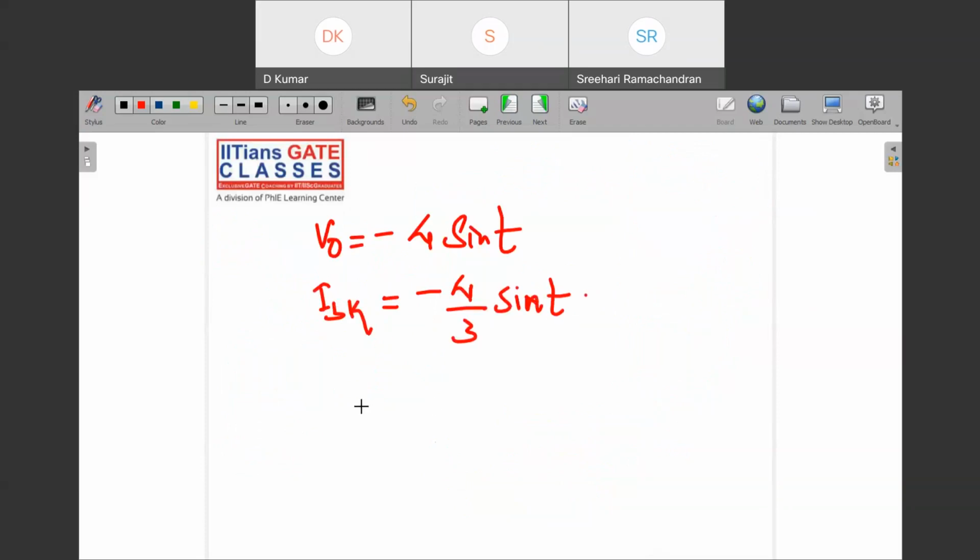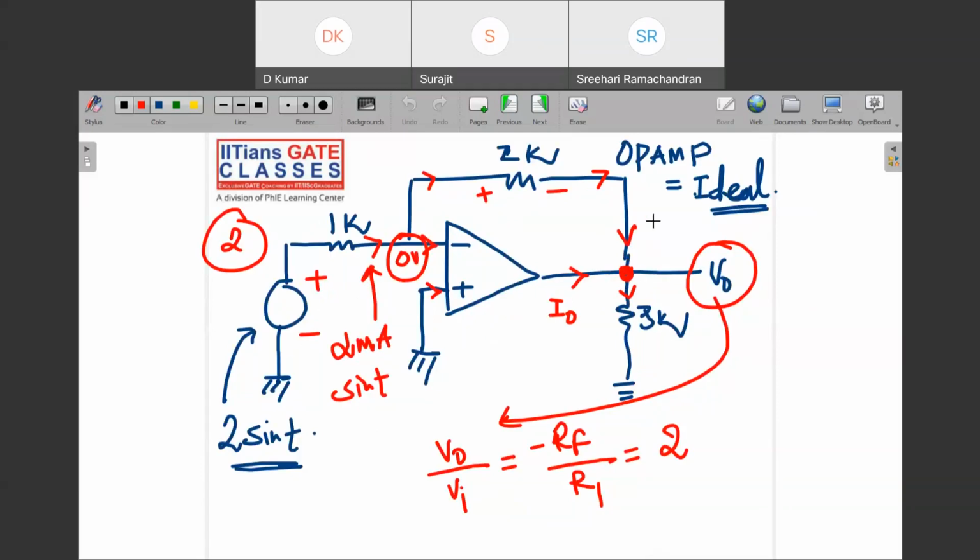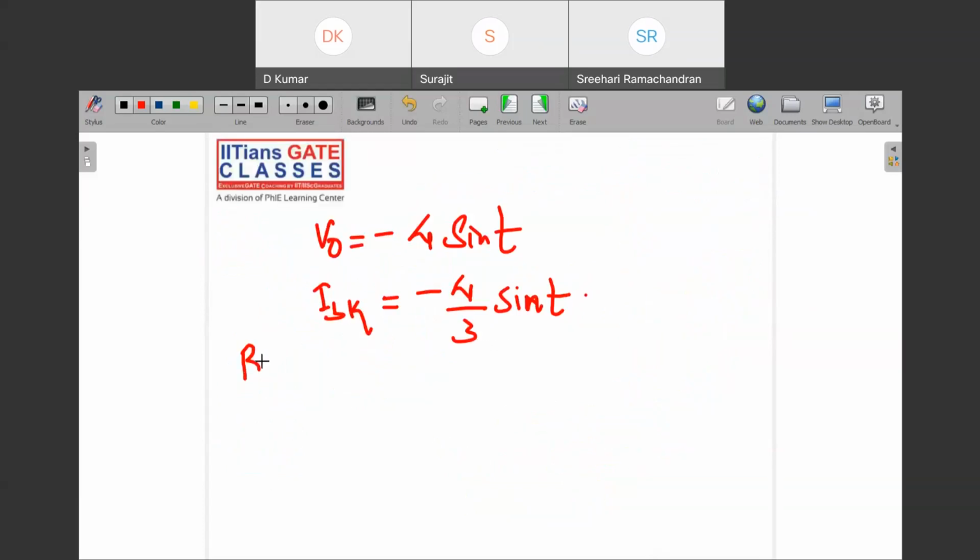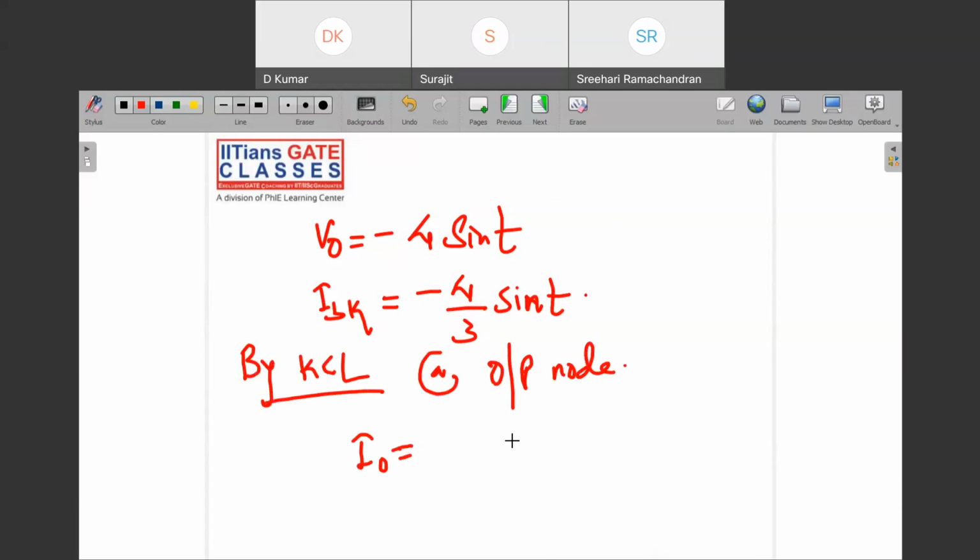Yes. So now you can apply one KCL at this point. So KCL क्या हो जाएगा? I naught plus this 2 milli sin t, right? So by KCL, at the output node, आप लगा लोगे तो यहाँ पर आपका I naught कितना आ जाएगा? You will get I naught as what? So -10/3 sin t milliampere. Yes, very good.